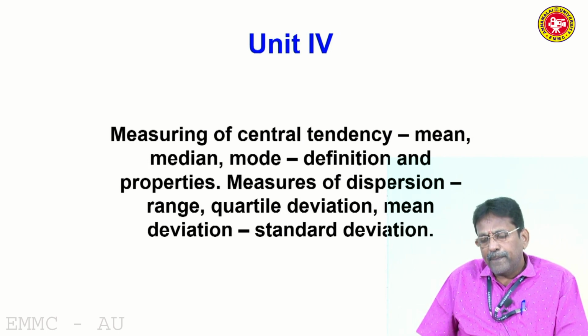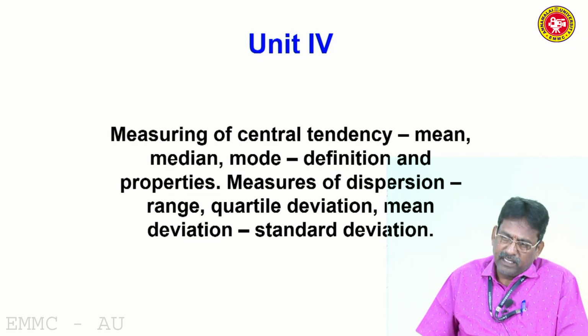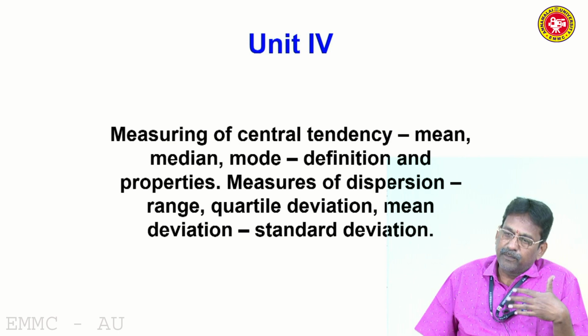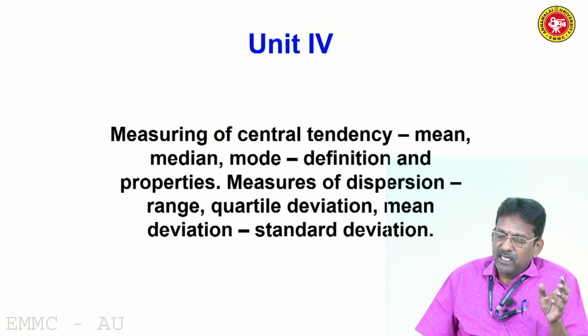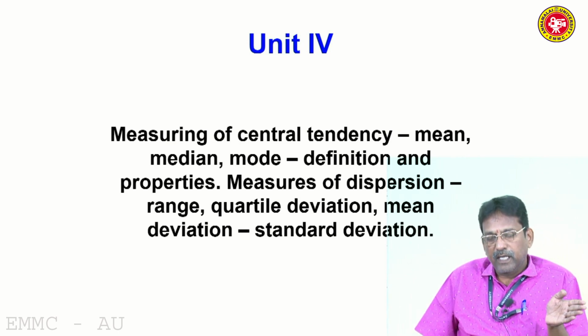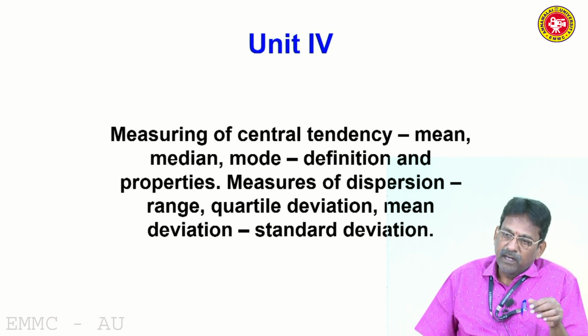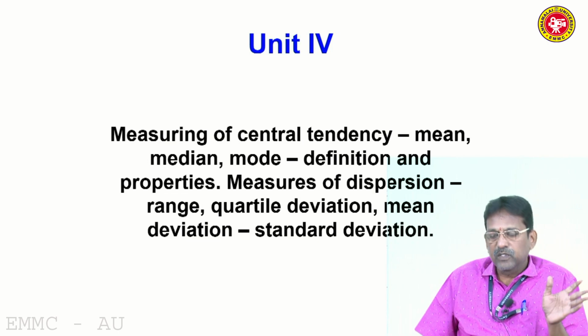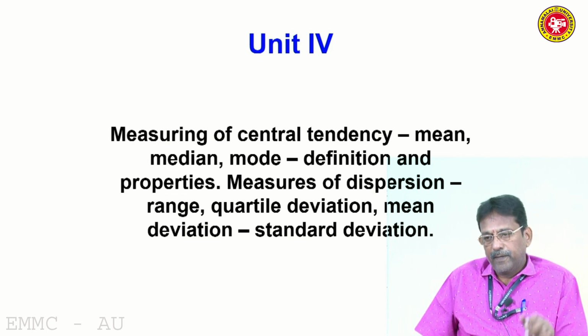Then the diagrammatic representation. Even illiterate people can easily understand through diagrams what the figures are and what the positive and negative things are. That way we can also use diagrammatic representations like bar diagram, pie diagram, histogram, and line charts. That is also important.